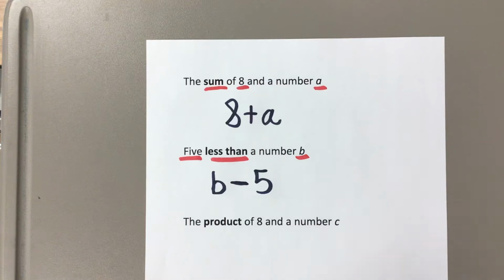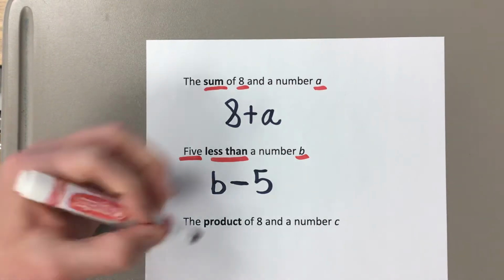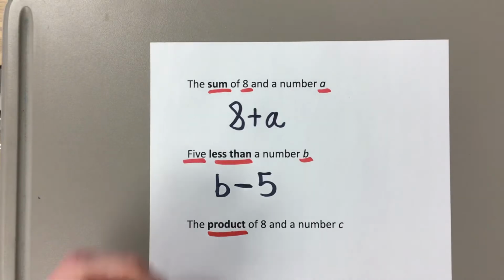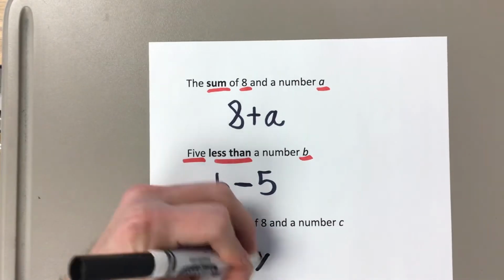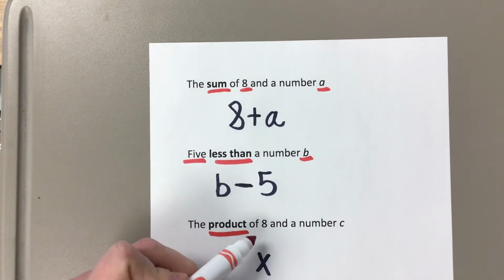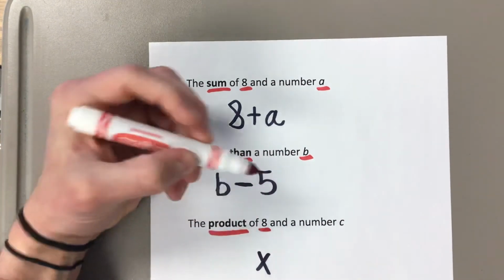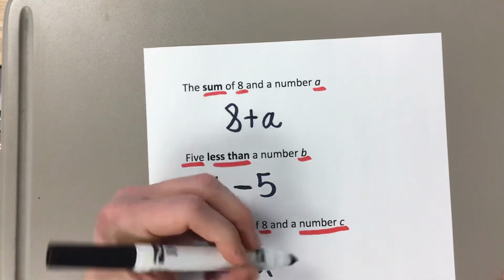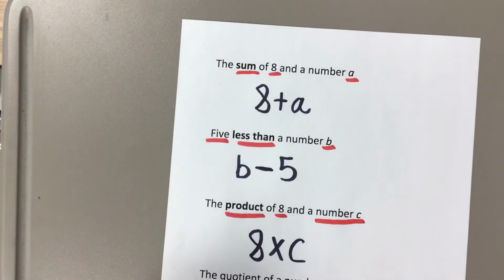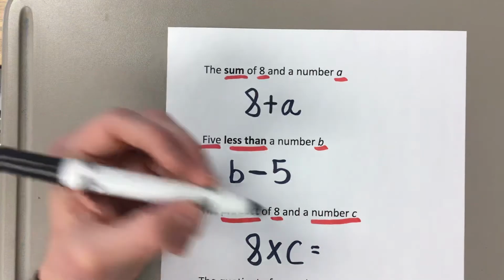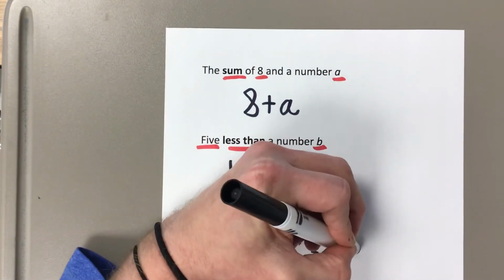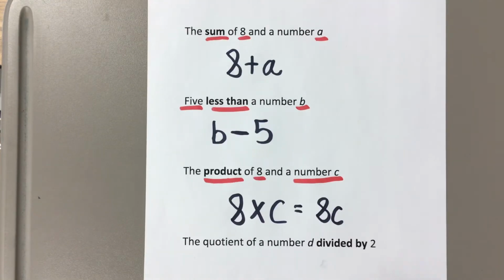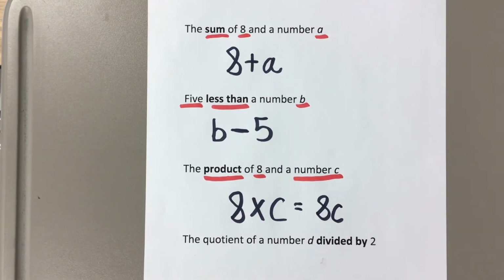All right, our next one, the product. Remember, product means to multiply. So I'm just going to write my multiplication sign of 8 and a number c. So the product of 8 and the number c. I can write this two different ways. I can either write it 8 times c, but you guys will be seeing a lot more often than not it written out as 8c, because that also represents 8 times c.